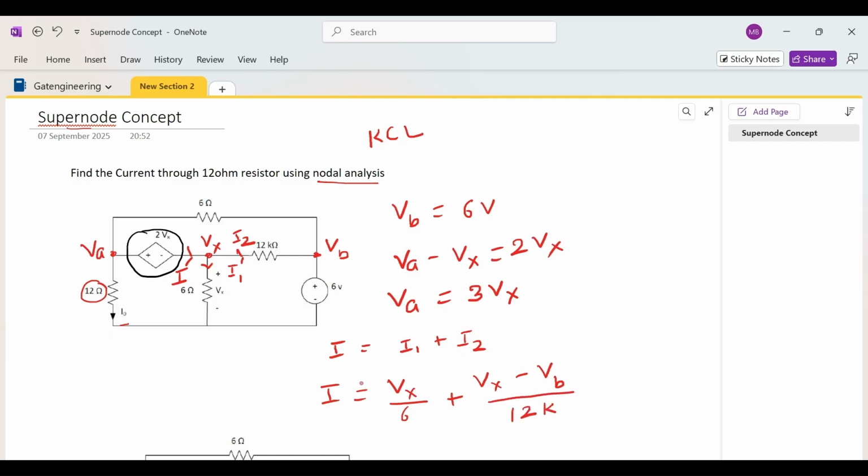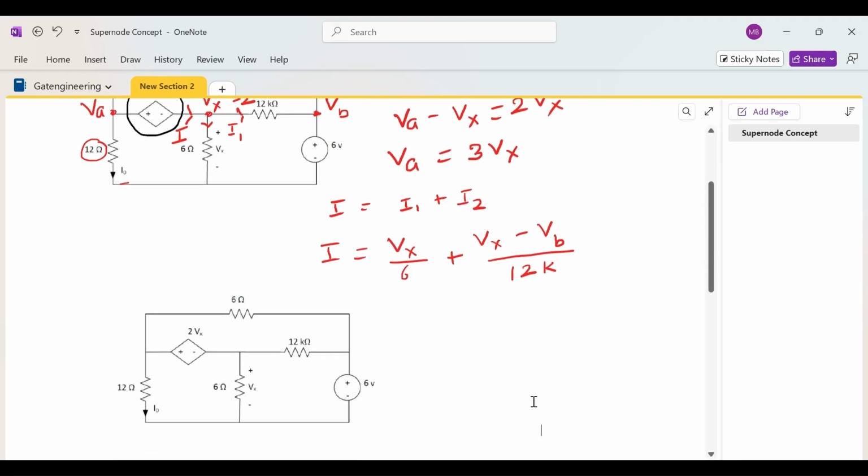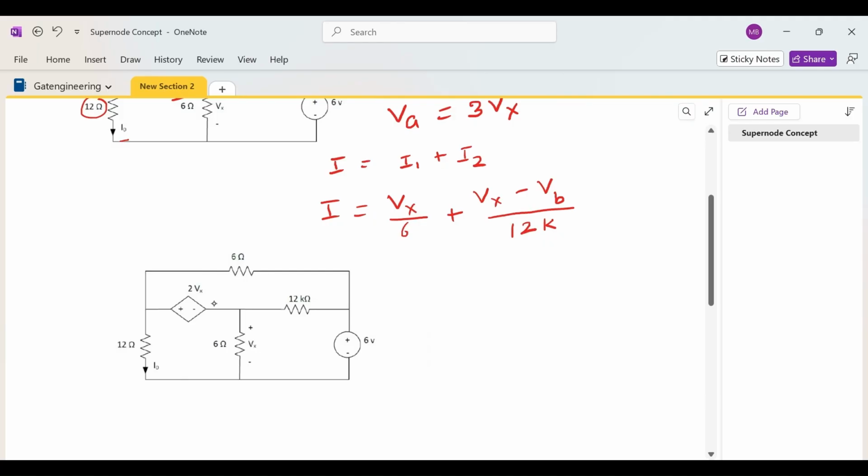Be careful. This question is intentionally framed with a 12 kilo ohm resistor, where all other resistors are in ohms, because many students make mistakes in the units. You have to be careful, because 12 kilo ohm will become 12,000 instead of 12. So be careful when solving this kind of problem. Now we know the current in this branch is I, which is equal to Vx divided by 6 plus Vx minus Vb, which is 6 volt, divided by 12,000.